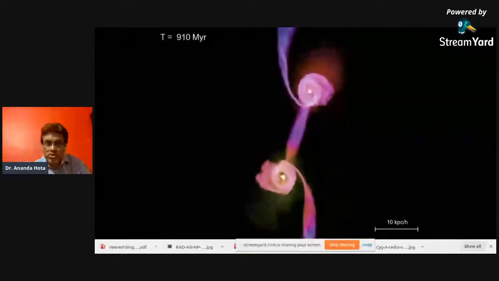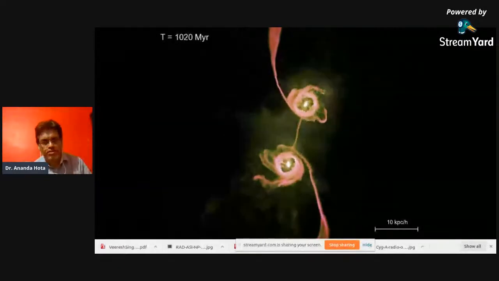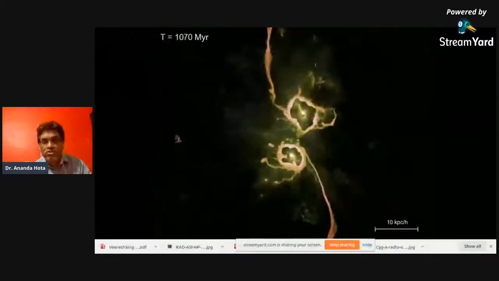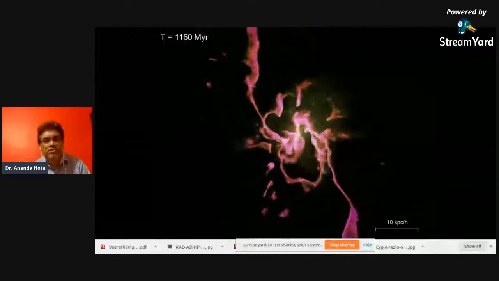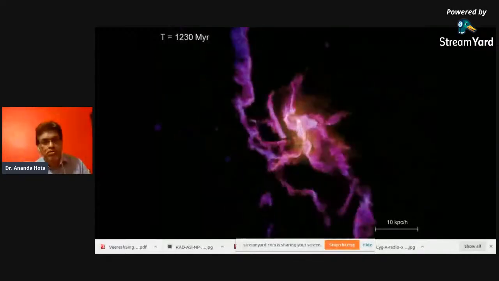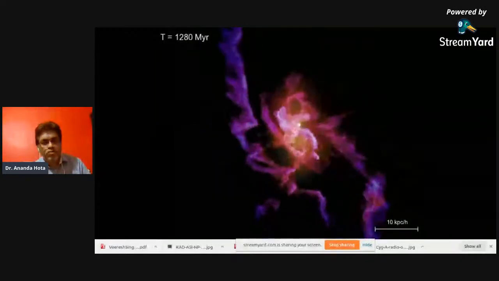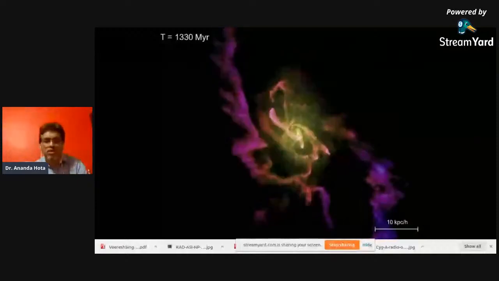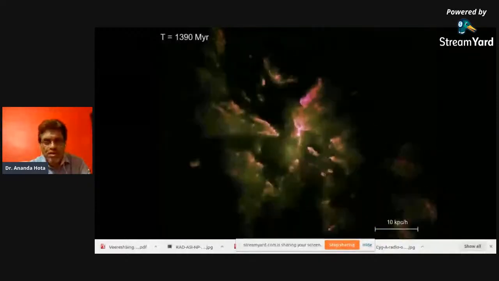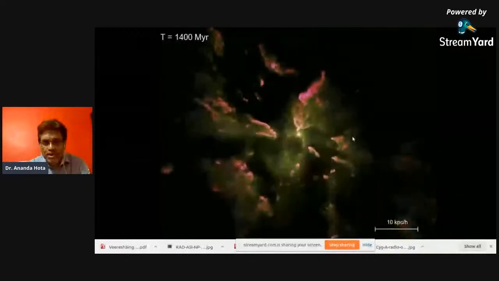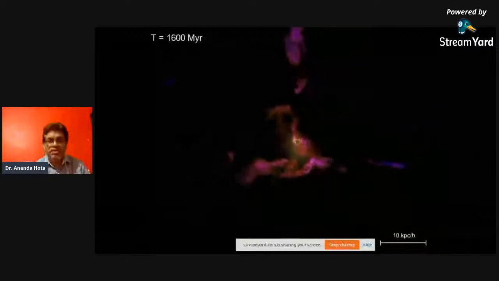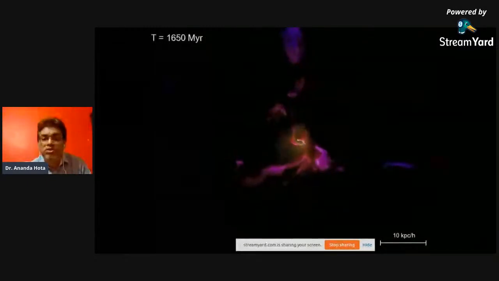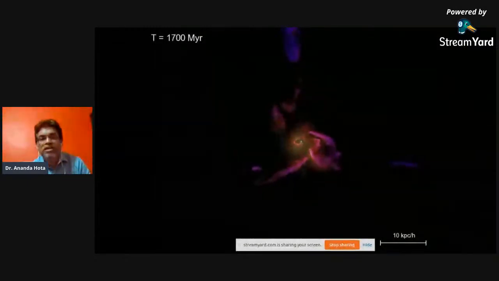So this green thing that is blowing away, this is the wind that is blowing away from the center. Before the merger also, this kind of blowing away happened. After the two nuclei merge, this also continues. So by the time the merger remnant becomes a single galaxy, it is not left with much gas to continue forming stars. Very little gas is left.